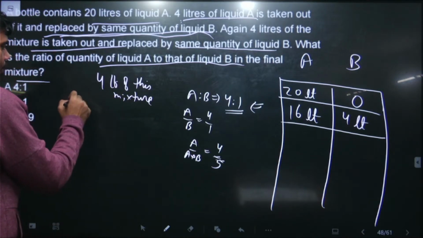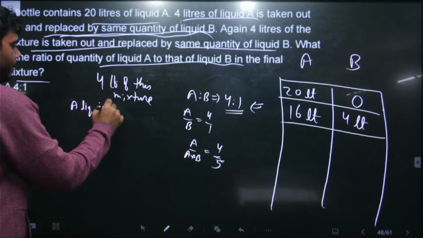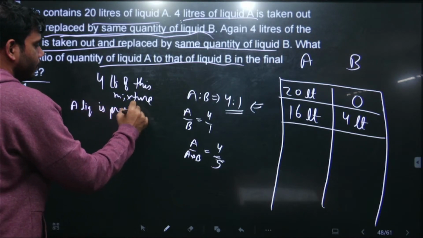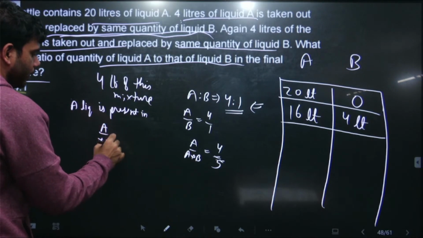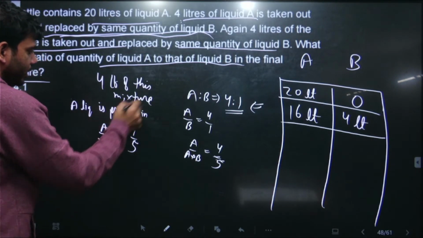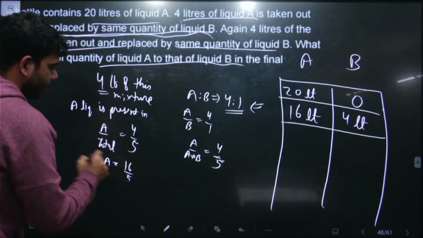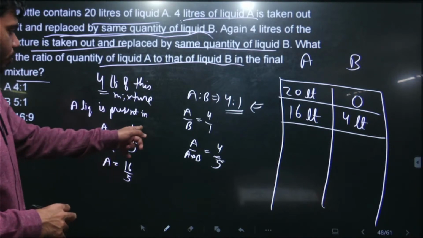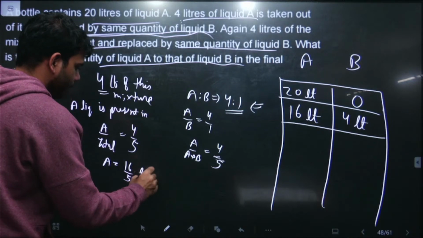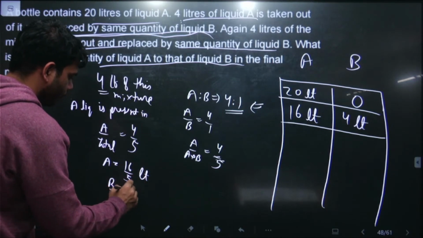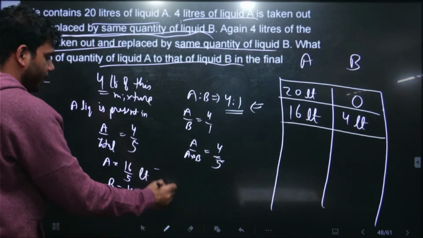So in this 4 liters of mixture, liquid A is present as A upon total, 4/5, and the total is 4. So according to the total, it is 4 into 4 by 5, which is 16/5. So in the 4 liters, 16/5 is liquid A, and the remaining, 4 minus 16 by 5, will be liquid B in this 4 liters.